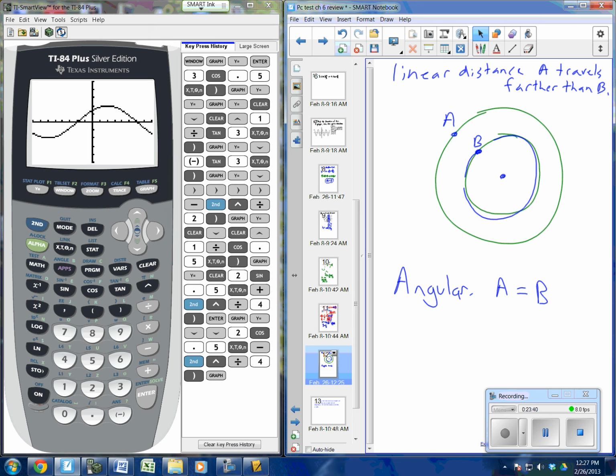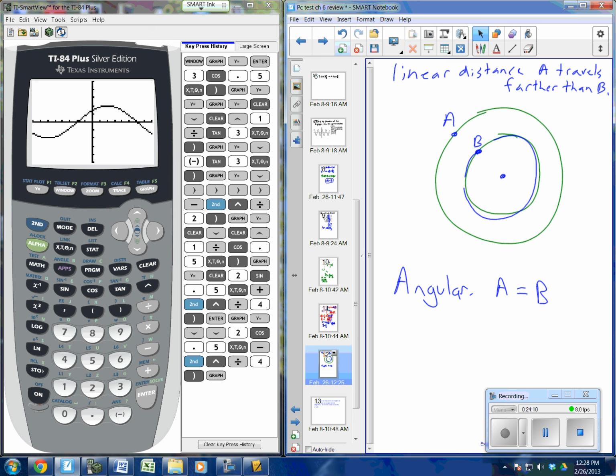Hey, you guys. In your book, I'll show you a page. Lesson 6-2. Tell me what page we're on, you guys. 352? Yeah, just a second.